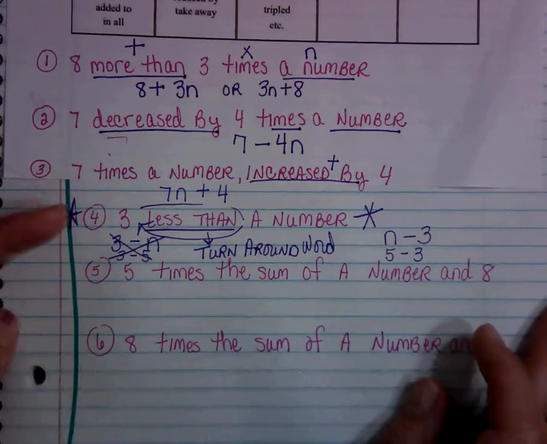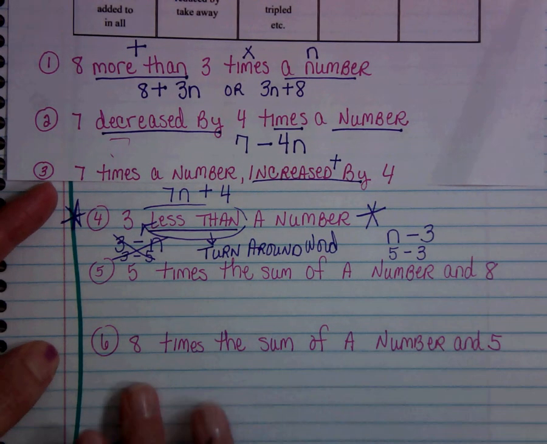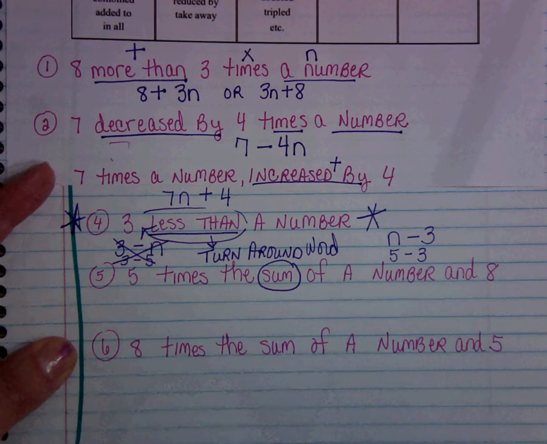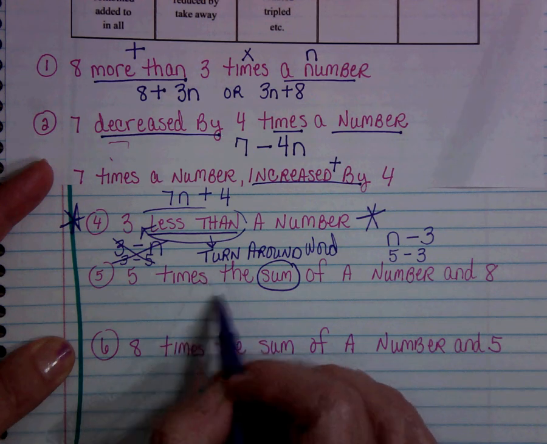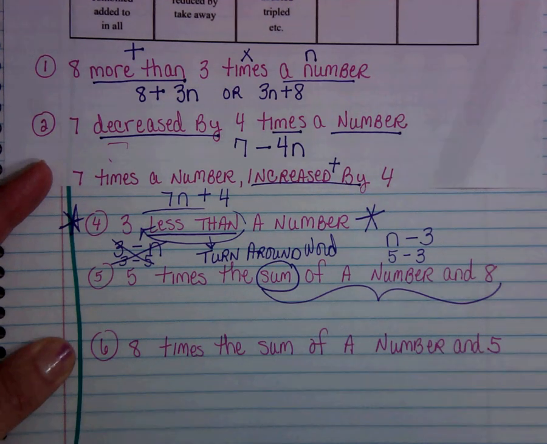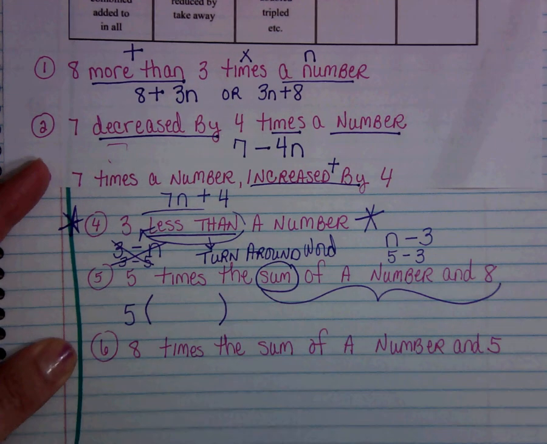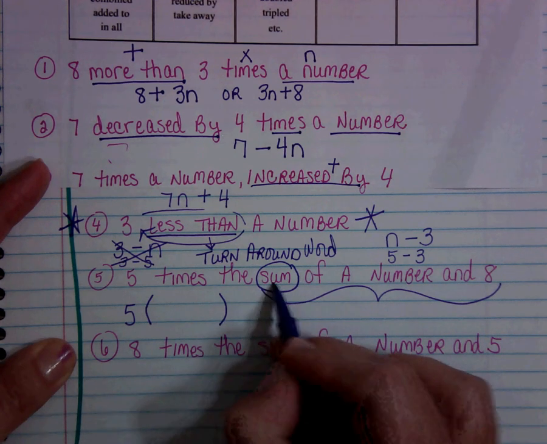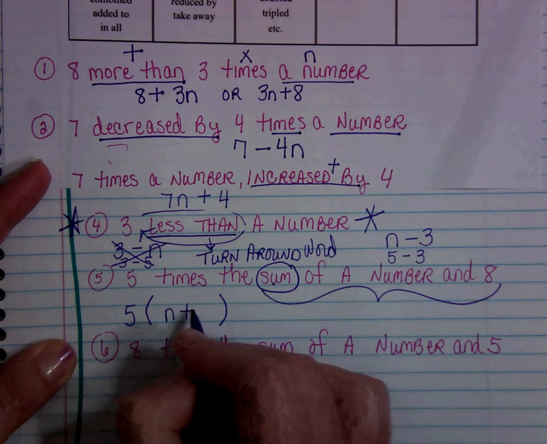Let's see, the next one. 5 times the sum of a number and 8. So this is a little bit tricky. Sum means to add, but it's not saying 5 times what? 5 times all of this. Okay, so this is going to be an instance where we need to insert some parentheses. So it's 5 times the sum, the addition, of a number and 8. n plus, oops, I'm sorry, 8.